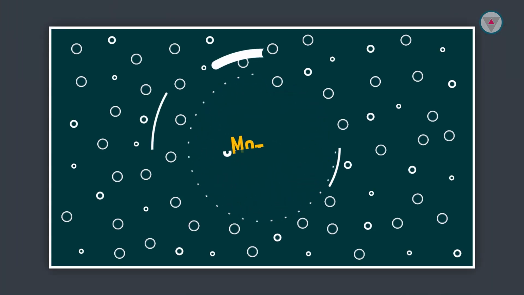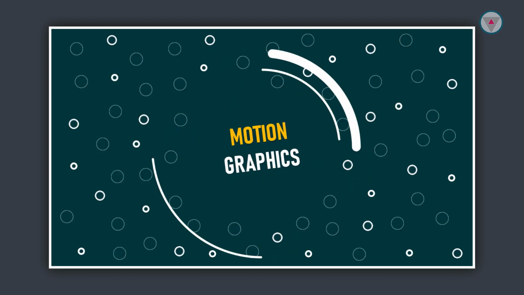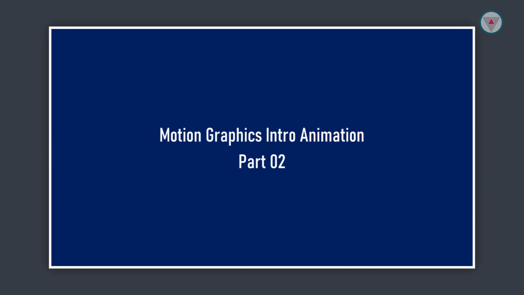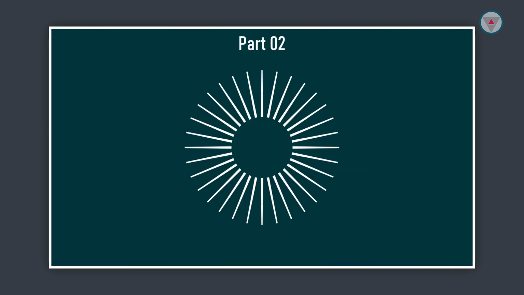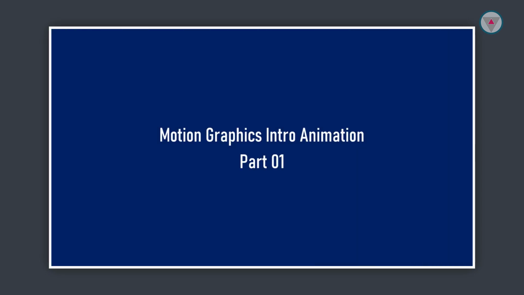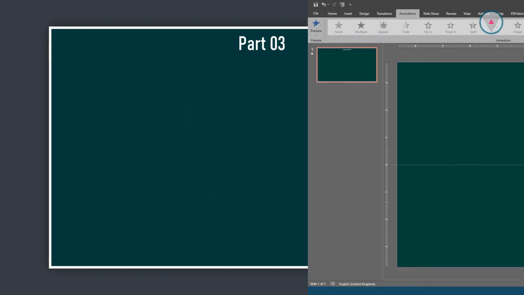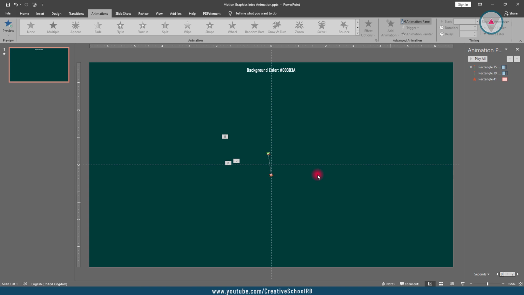I'm going to create this motion graphics intro animation in PowerPoint. I will show you how I will create this intro animation in 5 parts. And now, you are watching part 2. In this tutorial, I will show you how to create this animation. In the previous tutorial, I showed you how to create this text animation. And in the next part, I will show you how to create this animation. Okay, let's start this tutorial.